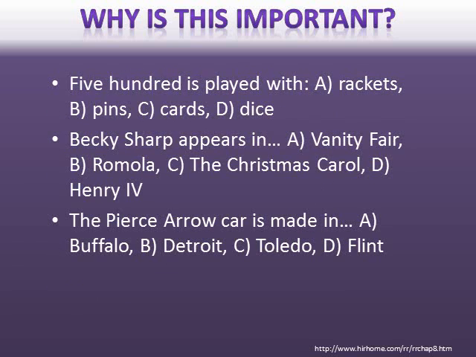All right, so let me show you some of the questions from this test. Well, here's three of them. One was, 500 is played with A, rackets, B, pins, C, cards, or D, dice. Another one was, Becky Sharp appears in A, Vanity Fair, B, Romola, C, A Christmas Carol, and D, Henry IV. And the third question is, the Pierce Arrow car is made in A, Buffalo, B, Detroit, C, Toledo, and D, Flint. All right. So these are all questions that are designed to measure people's intelligence.